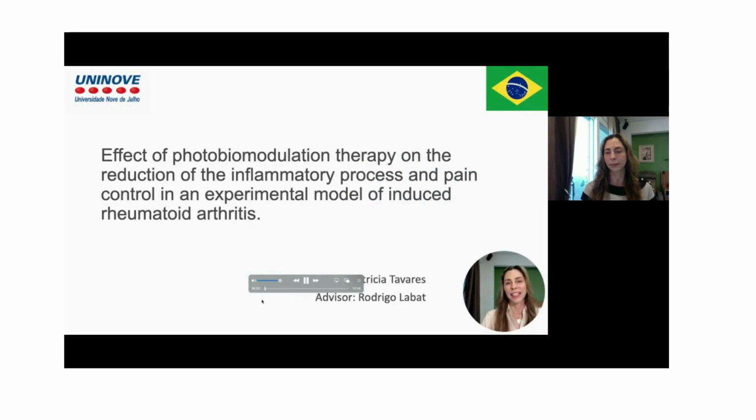Hello, I'm Patricia Tavares. I'm a master's degree student at the 9th of July University in Brazil. This is my research project, which is about the effect of photobiomodulation therapy on the reduction of the inflammatory process and pain control in an experimental model of induced rheumatoid arthritis. My advisor is Rodrigo Labat.